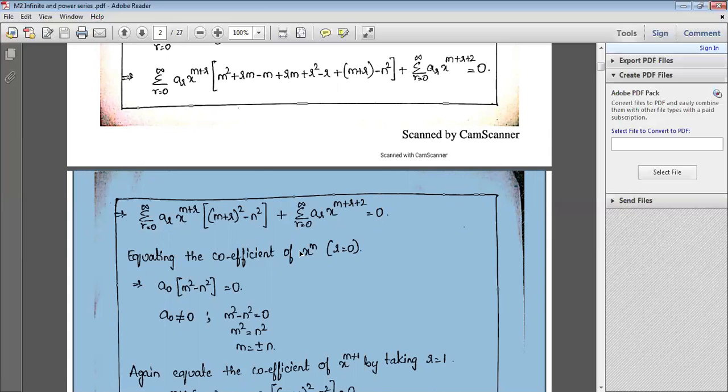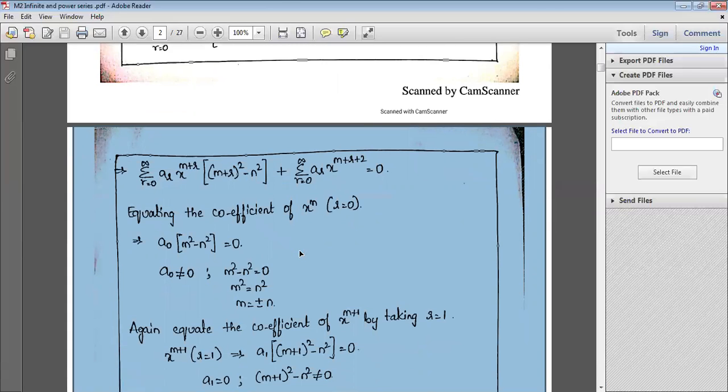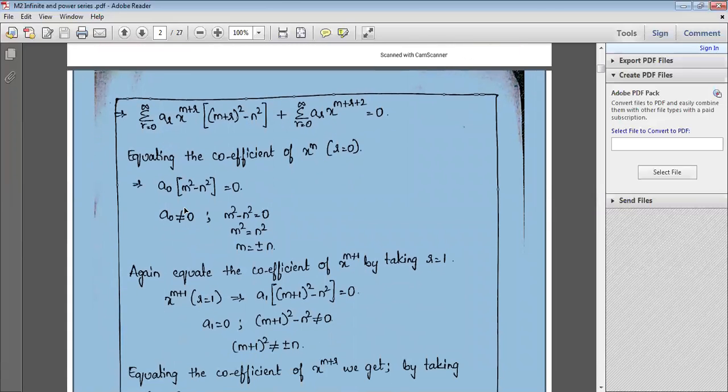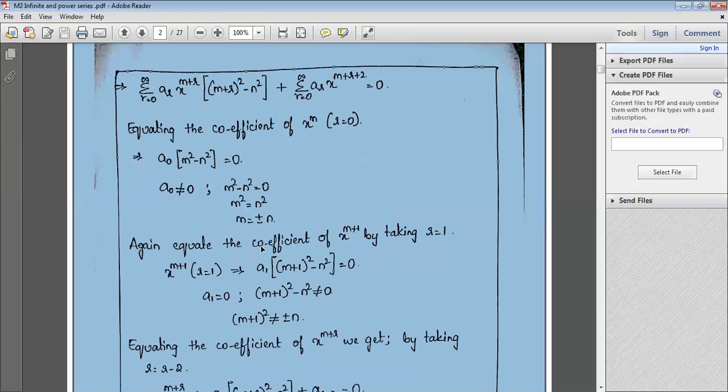Now, since we need to find the value of y, we need to find the coefficient of x power m. If I substitute r is equal to 0, I will get the coefficient of x power m. This will become a naught. So r is equal to 0 means m square minus n square is equal to 0. But a naught is any constant that should not be 0. That's why m square minus n square is equal to 0, m square is equal to n square, m is equal to plus or minus n.